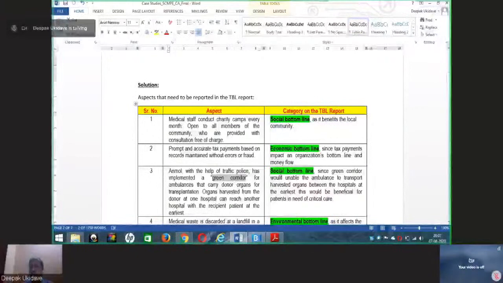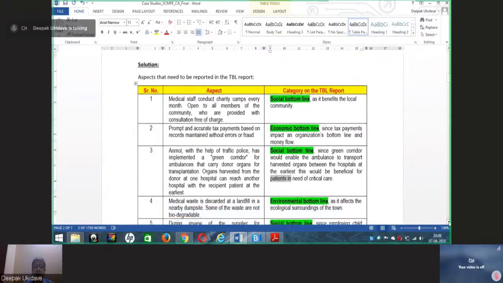Since green corridor would enable the ambulance to transport the harvested organs between the hospitals at the earliest, and this would be beneficial for the patients in case of critical care. So transportation of the harvested organs is easy if you have a special corridor, and it will be beneficial for the patient. So who is the end user? Ultimately the patients in case of critical care. So this is social bottom line. So there was a catch in this. Let's look at the fourth one.